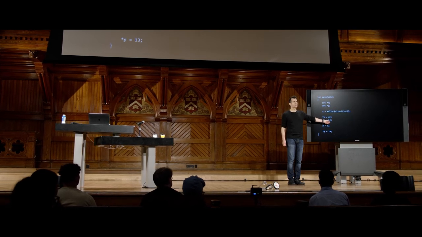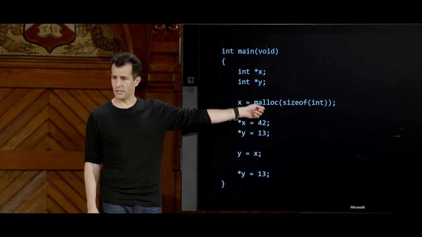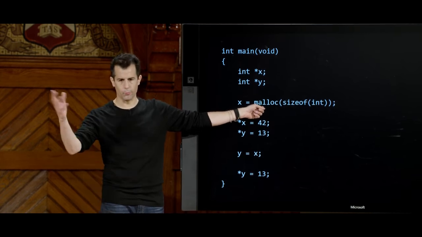I haven't allocated it yet. What's the address in x? It's wherever malloc told me to use space. That's safe. That was like 100, 900, whatever the value was.